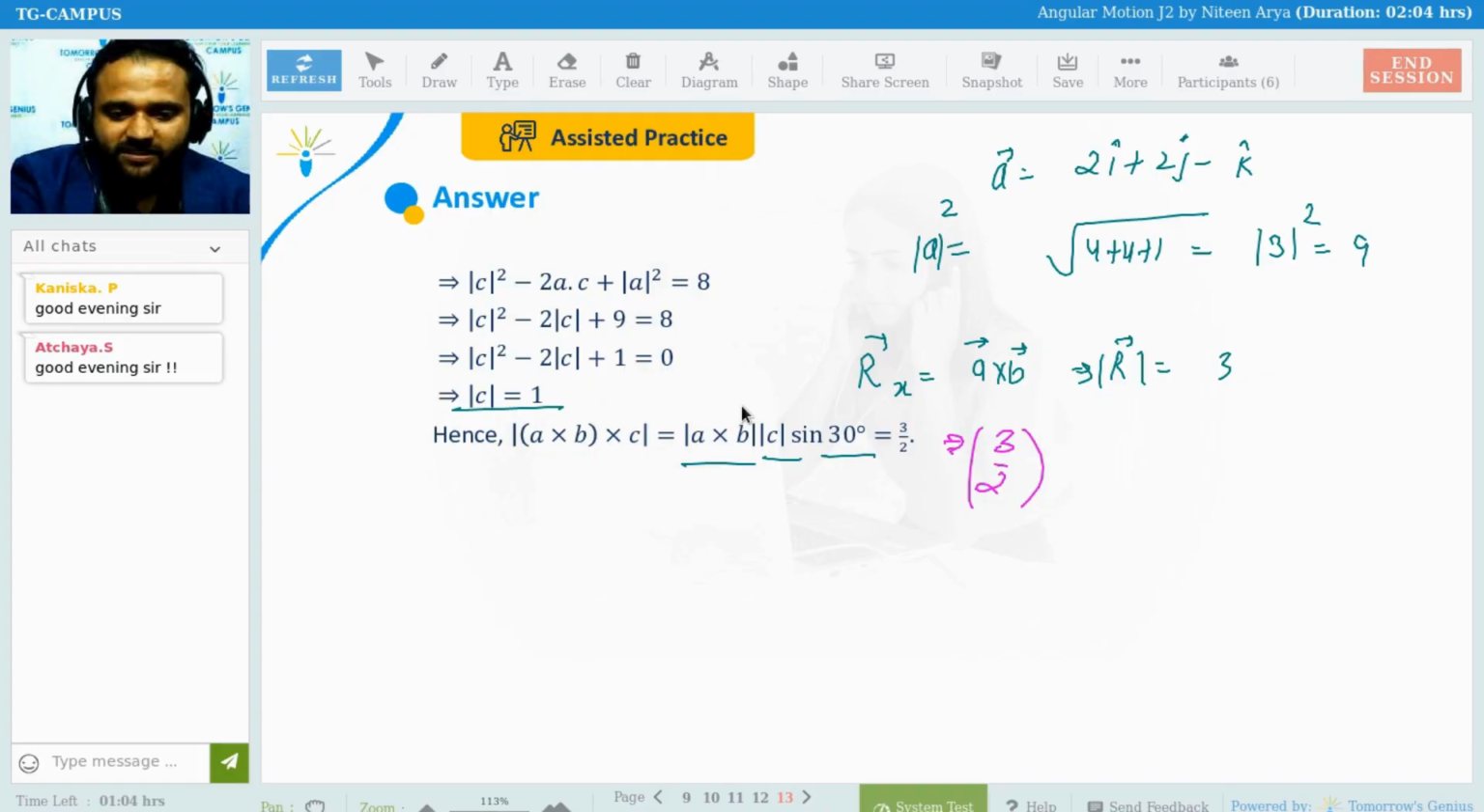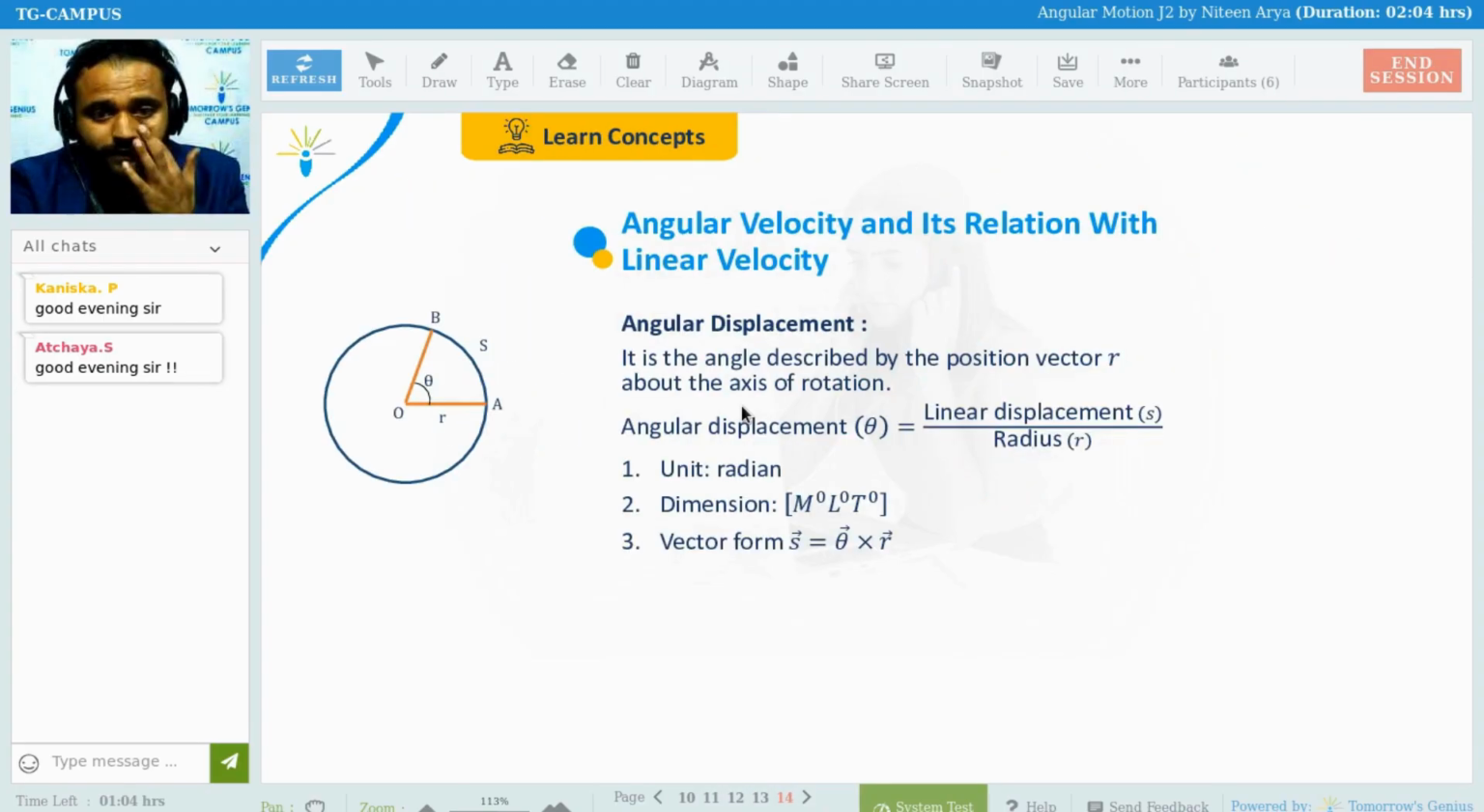The next thing is angular velocity and its relation with linear velocity. I know I have taught this many times to you in the class, I think in the last class also. So let's do this quickly. So what is it? Angular displacement.